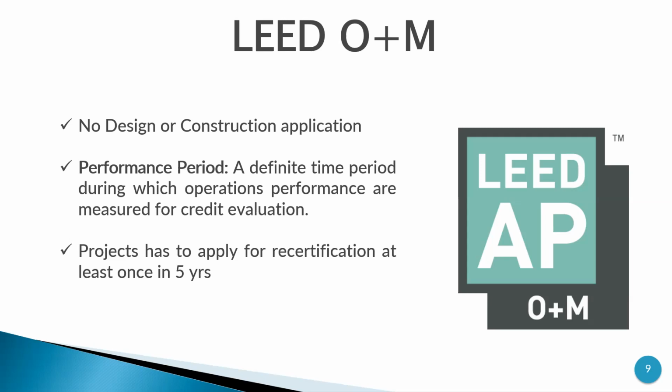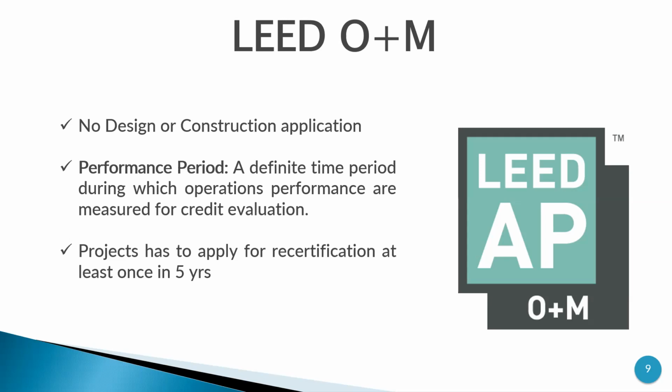That's why performance period is a definite time period during which operations performance is measured for credit evaluation. It means what is the present situation as of today? For example, you take the total amount of water consumption that is happening. Then you say, I am implementing a certain strategy. Then after implementation, over a period of time, what savings am I achieving?